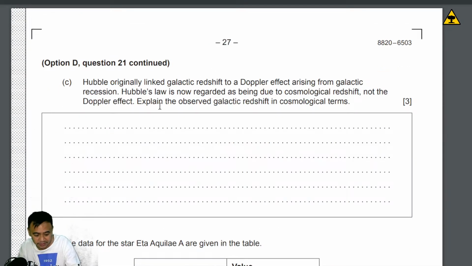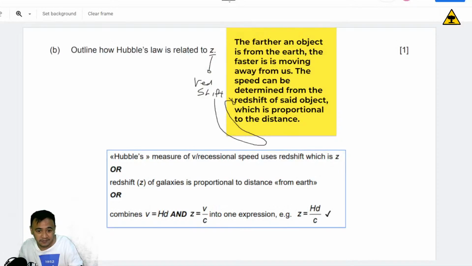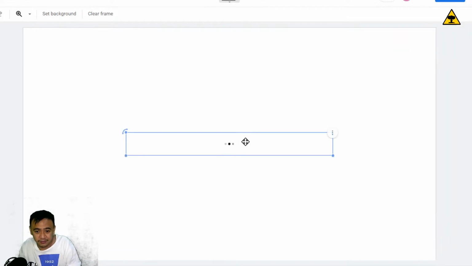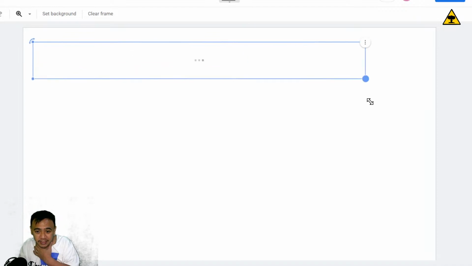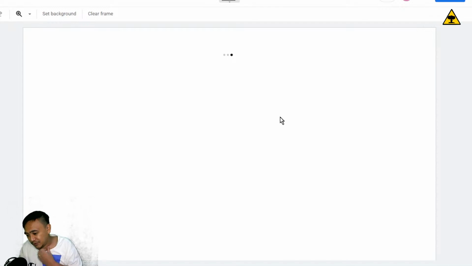C. Hubble originally linked galactic redshift to a Doppler effect arising from galactic recession. However, Hubble's law is now regarded as being due to the cosmological redshift, not the Doppler effect. Explain the observed galactic redshift in cosmological terms. Oh, okay. So in other words, when we say cosmology, we're looking into the origins of the universe. So why do we have this redshift from the origins of the universe?